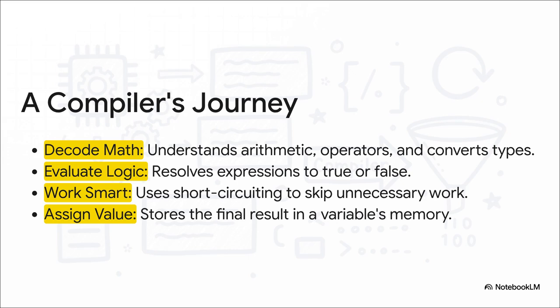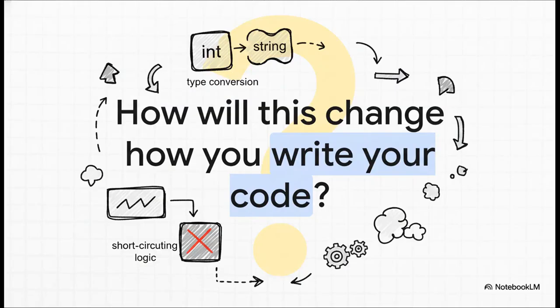So there you have it, the complete 4-part journey of a single line of code, all from the compiler's point of view. It decodes the math, deals with different types, it evaluates logic, it works efficiently with smart shortcuts, and finally it assigns that final result into memory. It's this incredible little process that happens in the blink of an eye millions of times over. So the next time you write even the simplest line of code, I want you to remember this journey. Because knowing about things like type conversion and short-circuiting, that isn't just trivia. It can make you a more intentional, more deliberate, and a much more effective programmer.